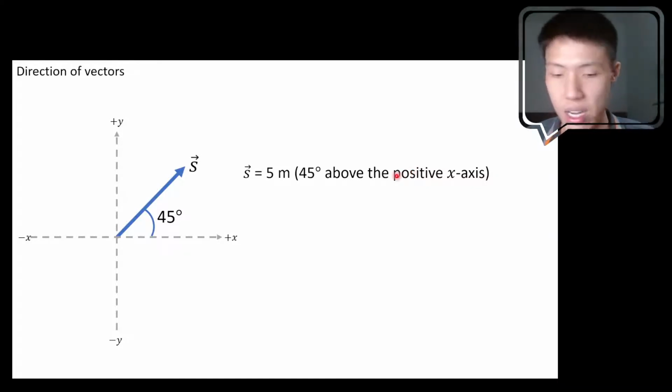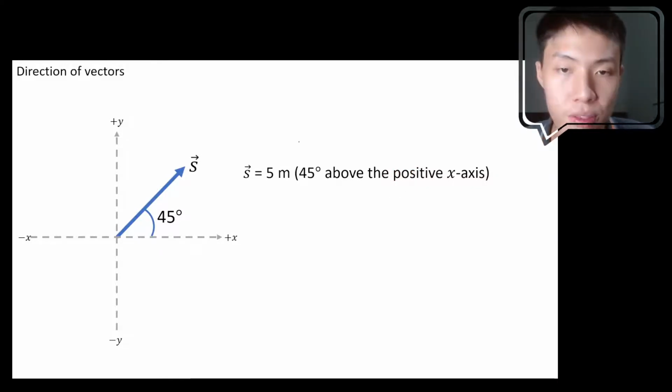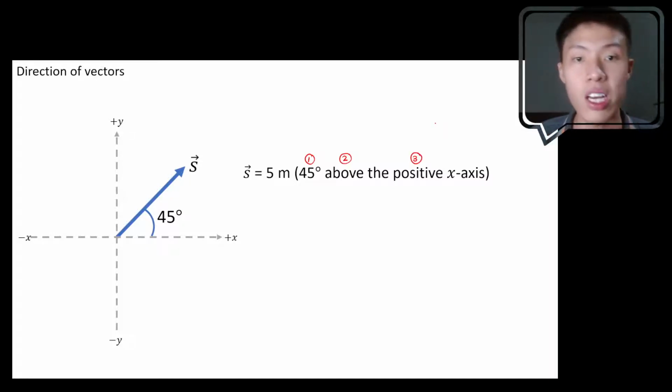So again, if you remember from a previous video, 3 things you need to mention: the angle, above or below, positive or negative. Okay, so let's try to determine the direction of vectors for a few other vectors. First one. F here represents force. So let's try to determine the direction of the vector.